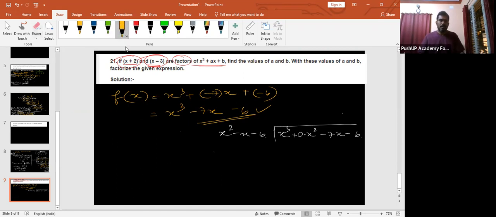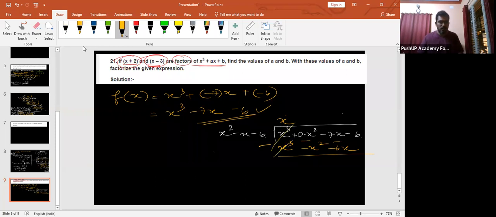So now, let's apply the same old method. X square into what will give me x cube? X, right? Now, x into minus x is minus x square. X into minus 6x is minus 6x. So fast it happened. Now we will subtract all the values.